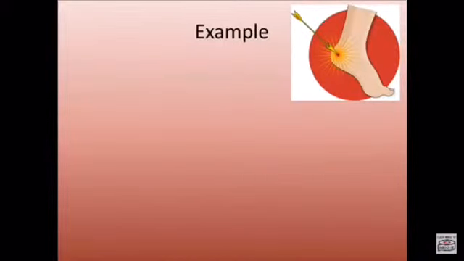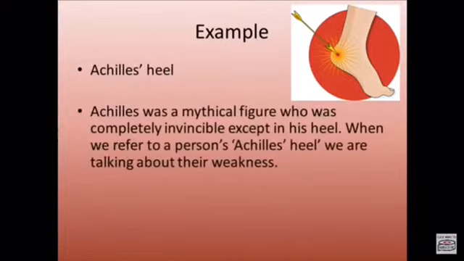So here's an example. When you see this picture, does it make you think of something? An arrow in someone's heel. An Achilles heel. If you've ever heard of an Achilles heel, Achilles was a mythical figure. He was completely invincible except for his heel. When we refer to a person's Achilles heel, we are talking about their weakness. Someone may seem like they're invulnerable in all other ways, and we say, well, we have to find his Achilles heel. We need to find that one spot where he is vulnerable.